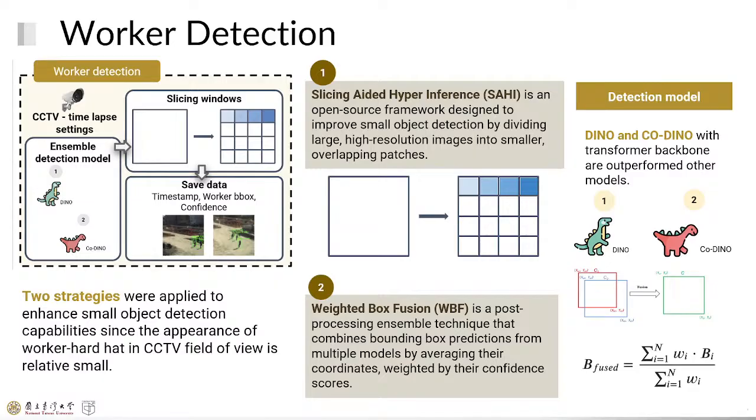Here we use DINO and Co-DINO, transformer-backbone models that outperform on small object detection, and then we ensemble the results from DINO and Co-DINO using weighted box fusion, compared to the normal NMS fusion. Here we combine the results from the two models rather than just choosing which one is better.